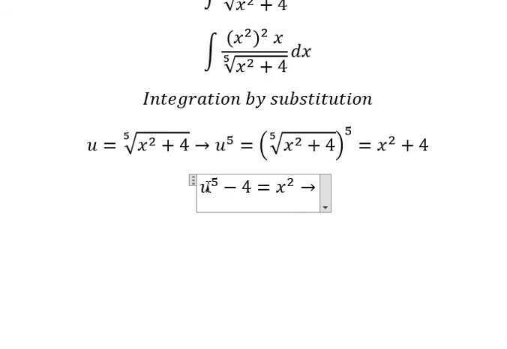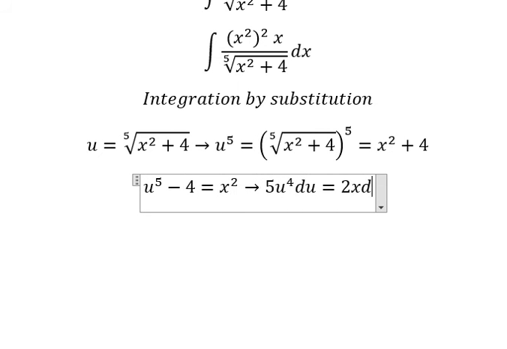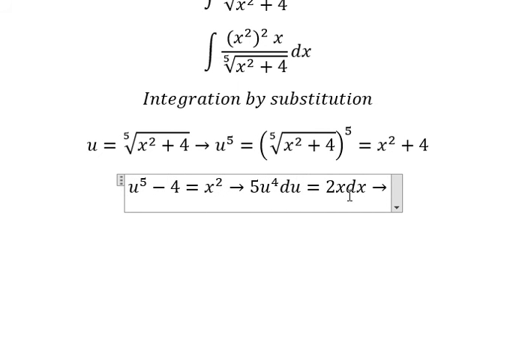Next, we need to do the first derivative for both sides. We have 5u to the power of 4 du equal to 2s dx. Because we don't have number 2 in here, we divide both sides by number 2.